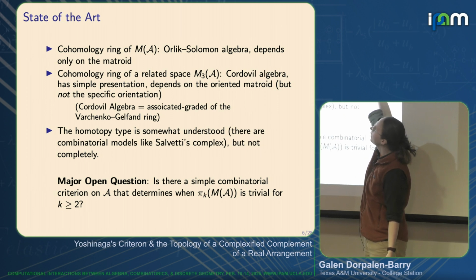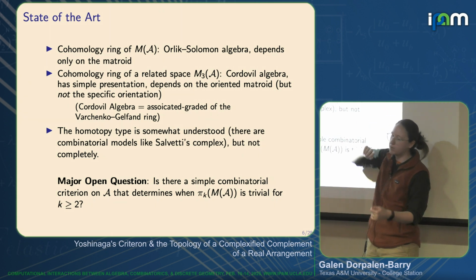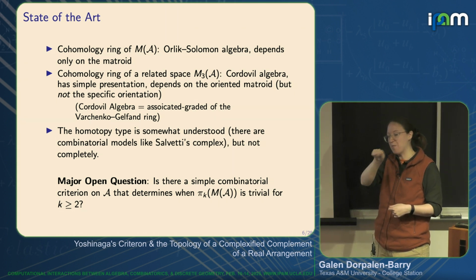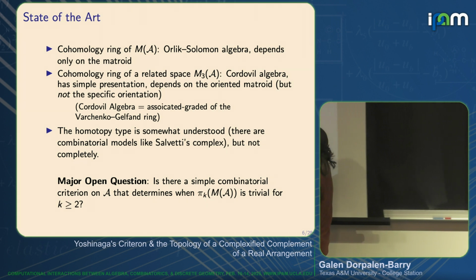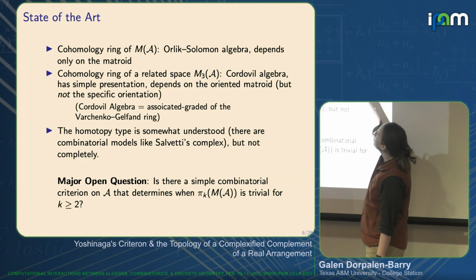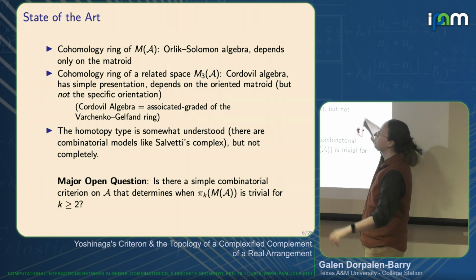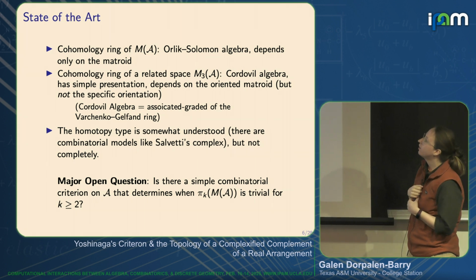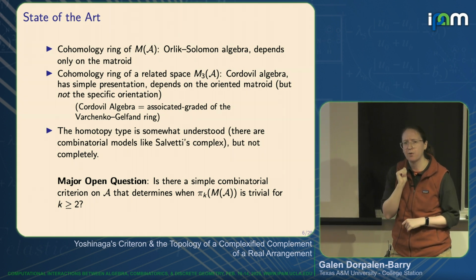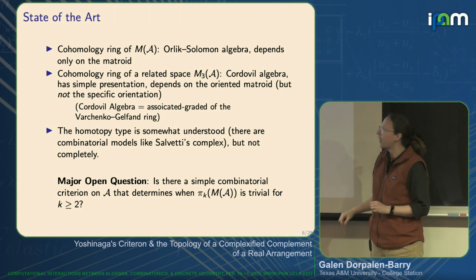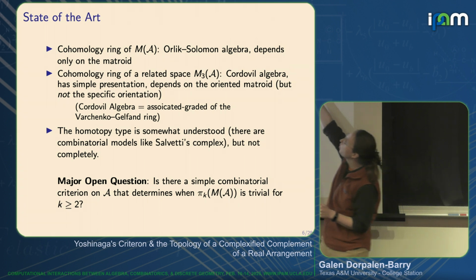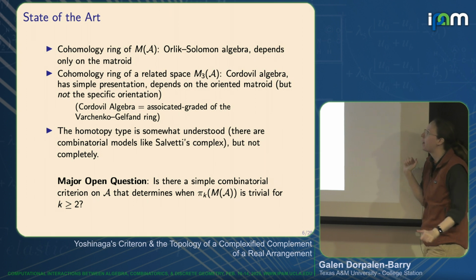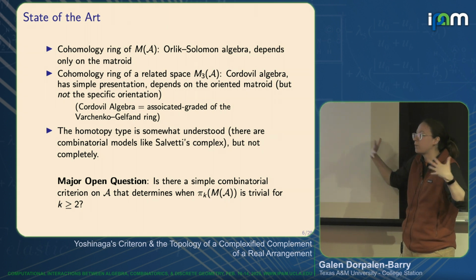There's also a closely related space where instead of tensoring with C, you tensor with R^3, and you get this thing which I've dubbed M3 of A. The cohomology ring of that other complexified complement is the Cordovil algebra, and it has a simple presentation as well. It depends on the oriented matroid, but not the specific orientation, oddly enough. I think we're going to see both of these rings pop up tomorrow in Aya and Sarah's talks, because they're going to tell us a little bit about the cohomology rings of these spaces.